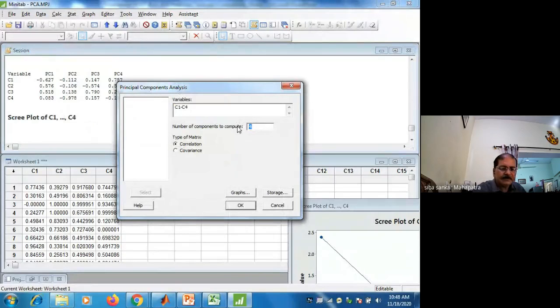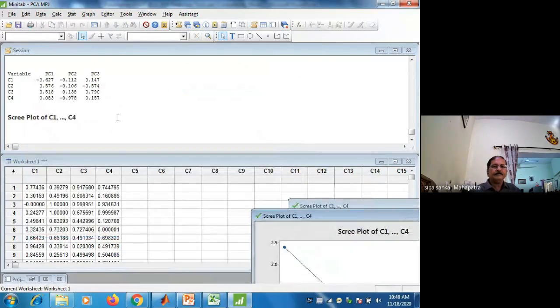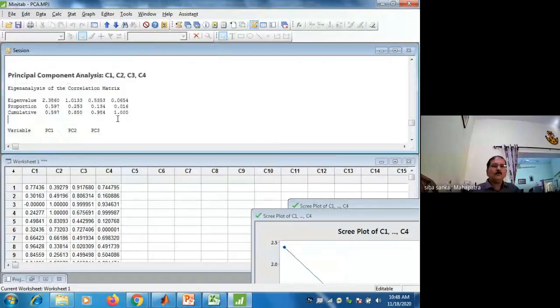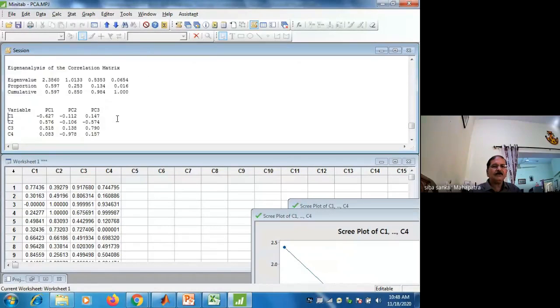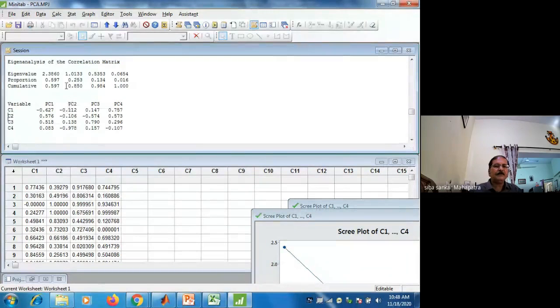Instead of 4, we make it 3. Now, you see here, when I used 4 components, the first component explained 59.7% of the variation. The second component was explaining 25.3%, the third component was explaining 13.4%, and the fourth component was explaining only 1.6% of the variation. So this is the proportion of variation that was explained.